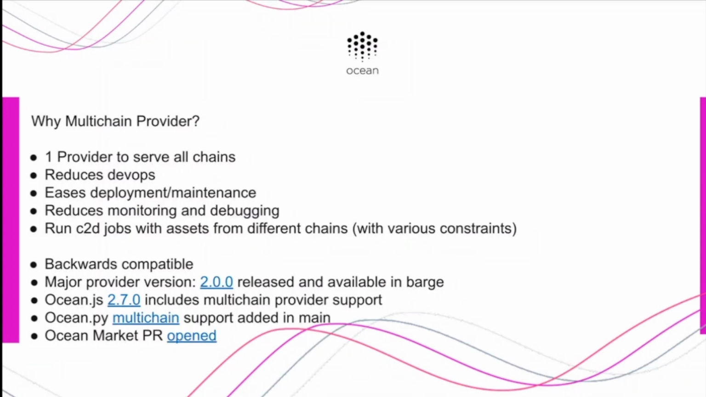And also another feature, a really cool feature that is introduced with this is, because the provider serves multiple chains, now there is the ability to actually run compute to data jobs with assets from different chains. You can have an asset that is available on Polygon, and maybe you want to write your algorithm on Goerli to test it out. So you can run compute to data jobs on assets that are on different chains.